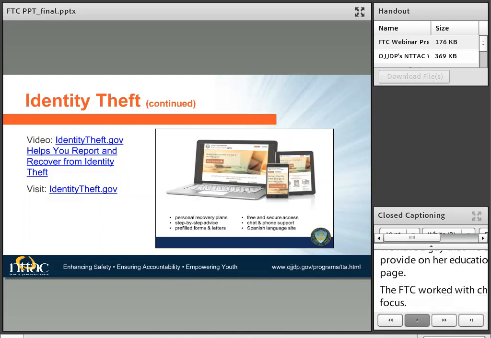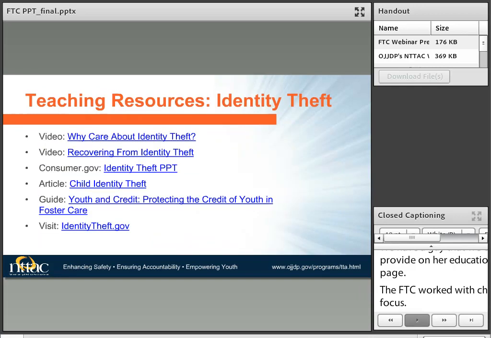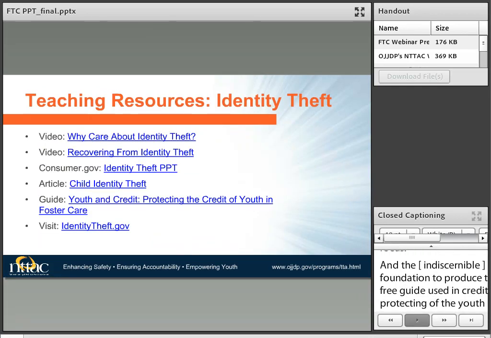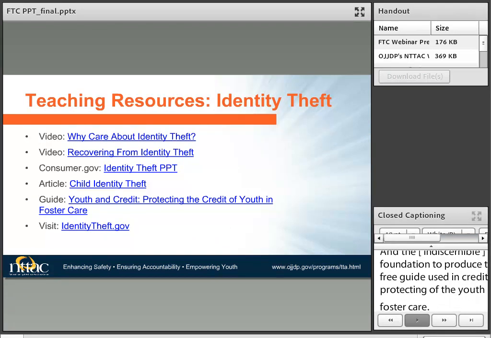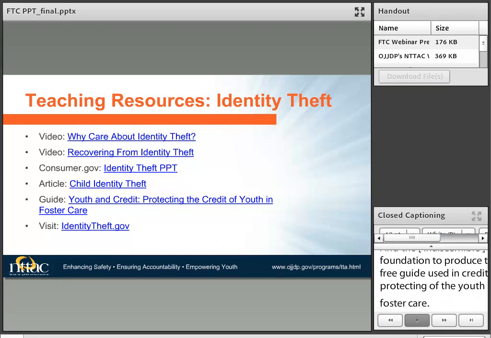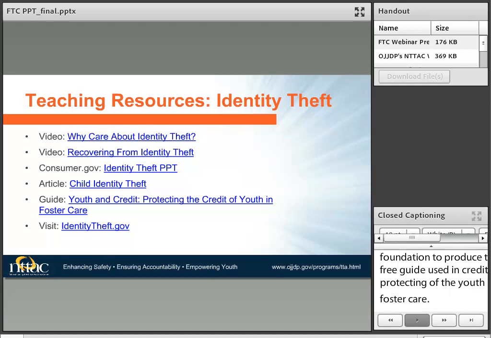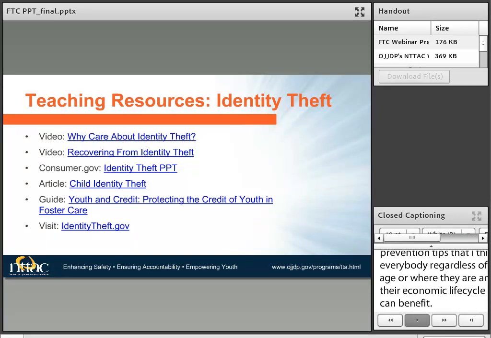I kind of want to close out this section with just some prevention tips that I think everybody, regardless of age or where they are in their economic life cycle, can benefit from. You want to read your credit card and bank statements carefully and often. Know your payment due dates. If a bill doesn't show up when you expect it, look into it.